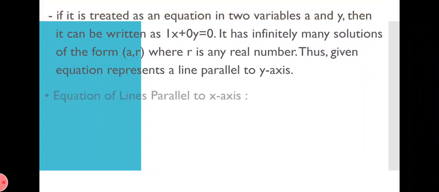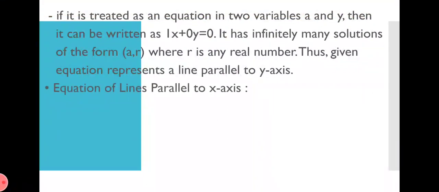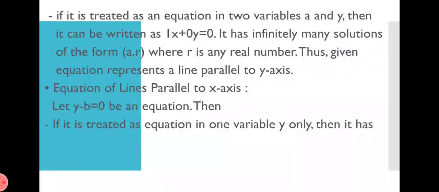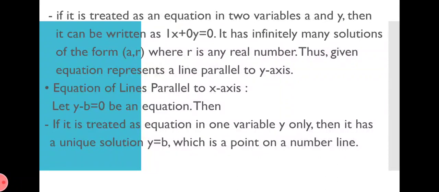Similarly, for the equation of lines parallel to the x-axis, let y minus b equal to 0 be an equation. Then if it is treated as an equation in one variable y only, it has a unique solution y equal to b, which is a point on a number line. This is similar to what we did for the y-axis.